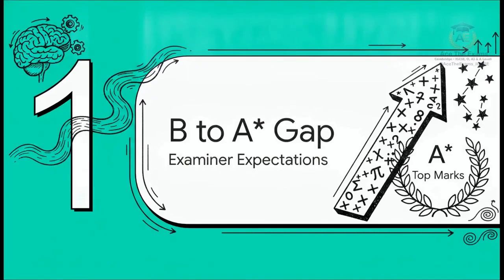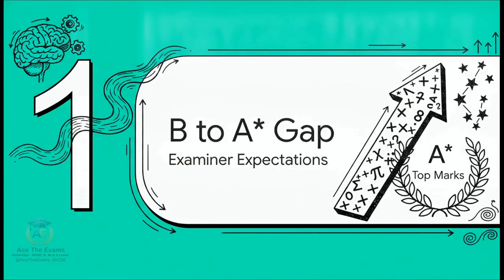Let's kick things off with Section 1, the B to A star gap. We really need to examine what separates a perfectly fine math candidate from a truly exceptional one. And honestly, it almost always comes down to decoding the assessment objectives. The difference between Alex, who is stuck at a B, and an A star student isn't necessarily raw intelligence. It's strategy. When Alex sees a complex numbers question, they just see numbers.